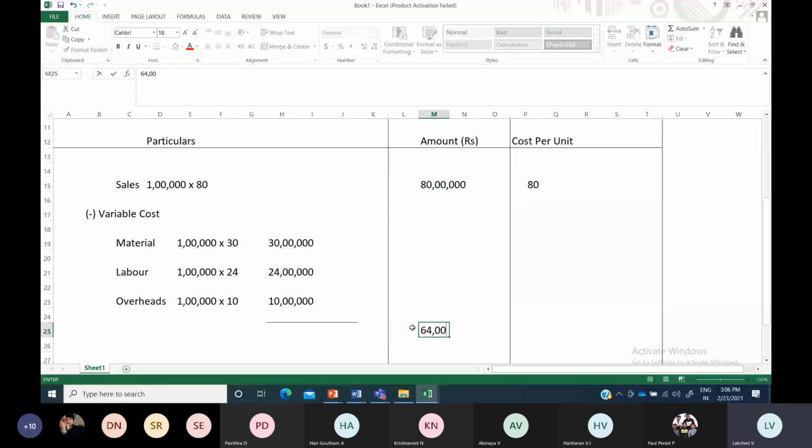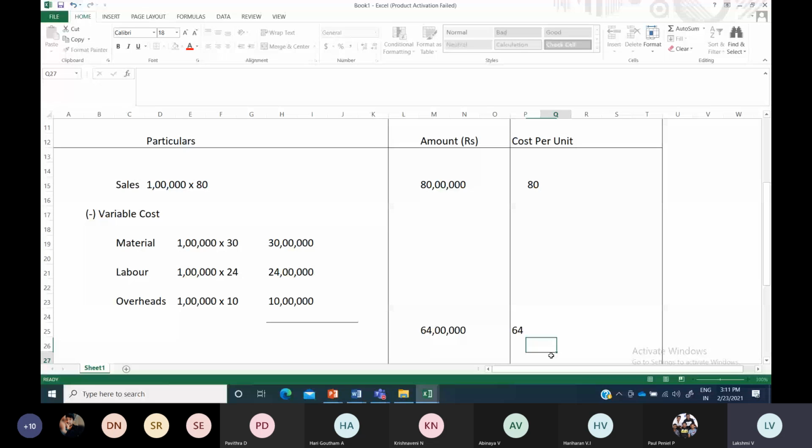So if you see here, you have the per unit value. So 30 rupees, 24 rupees, 10 rupees you have separately for material, labor, overheads. Now everything you have to add. If you add, you will get 64. Okay. So 64 if you subtract from 80, from 80 if you subtract 64, you will get 16 rupees per unit as contribution.